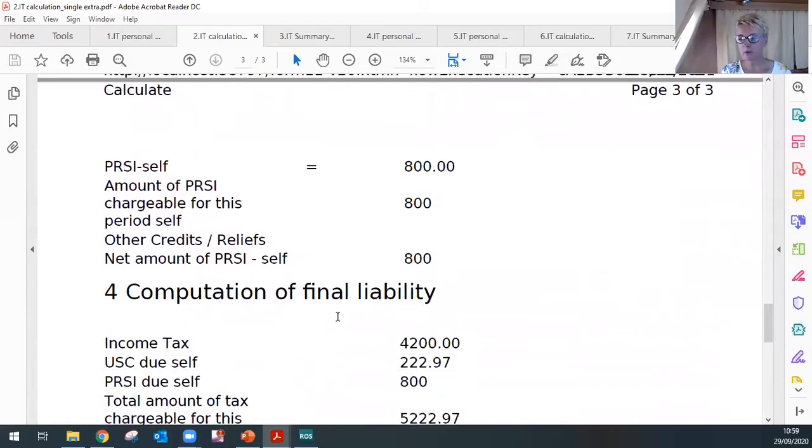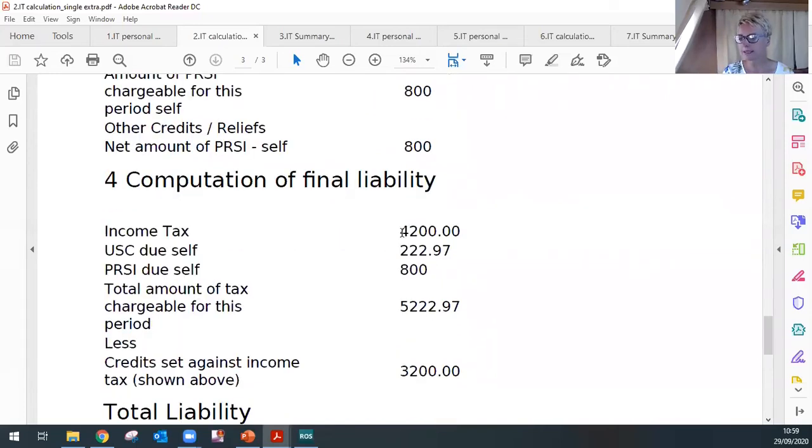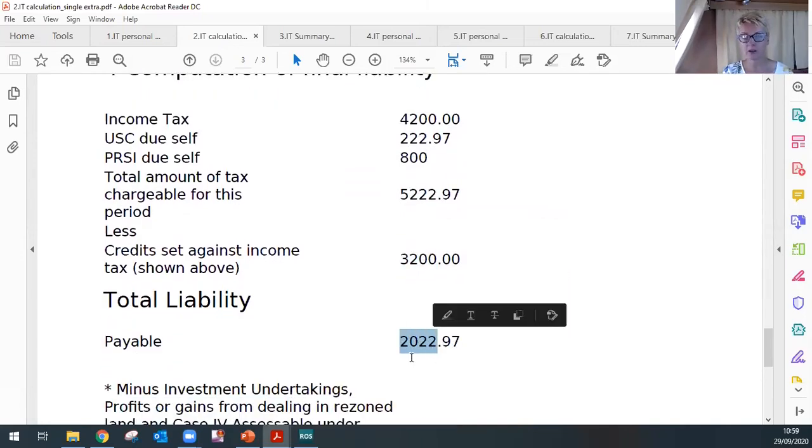So the next point is computation of final liability. The system again summarizes everything. So the income tax calculated was 4,200, universal social charge 222, PRSI 800, in total 5,222. Deduct tax credits of 3,200, and the net total liability is 2,022. This consists of the three components: income tax, universal social charge, and PRSI. This is how much Kate has to pay for the year.